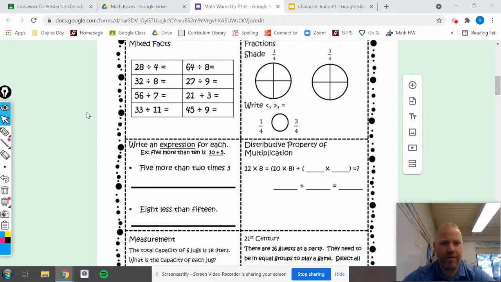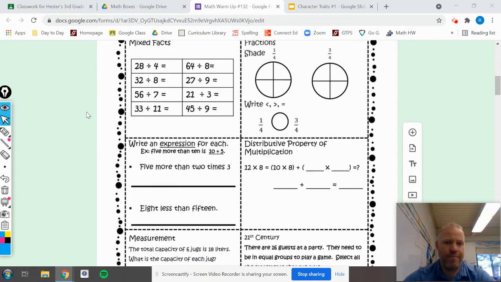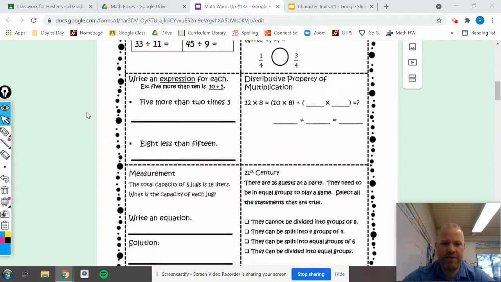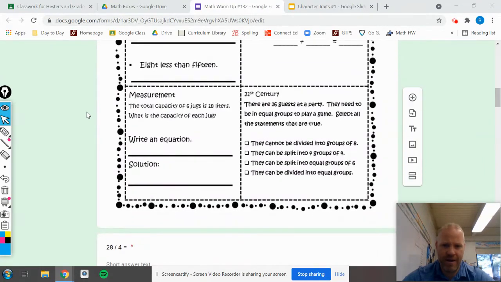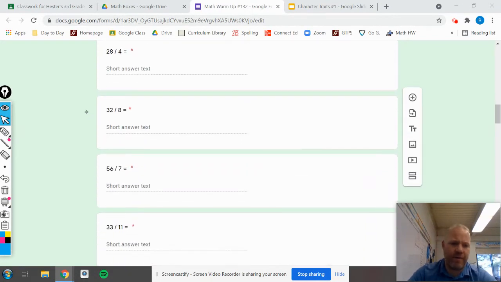We have our division, writing an expression, which is a math problem, measurement, fractions, distributive property, and our challenge problem. Starting off with 28 divided by 4. Next we have 32 divided by 8. Next we have 56 divided by 7. And then 33 divided by 11.